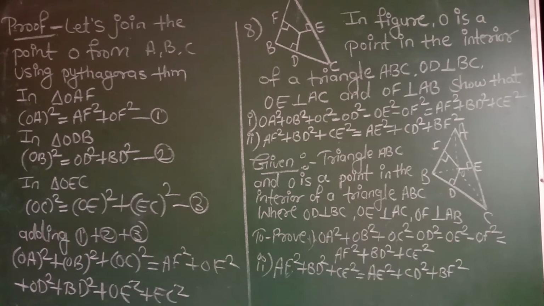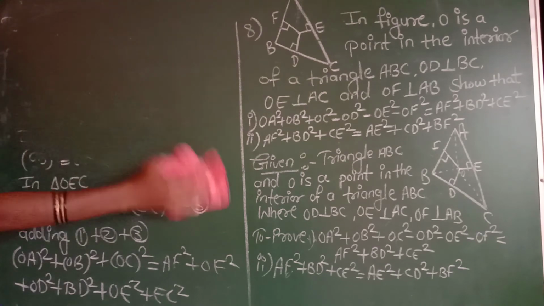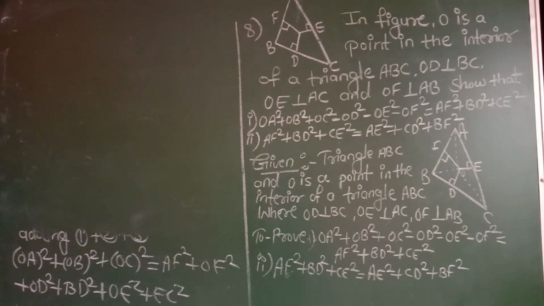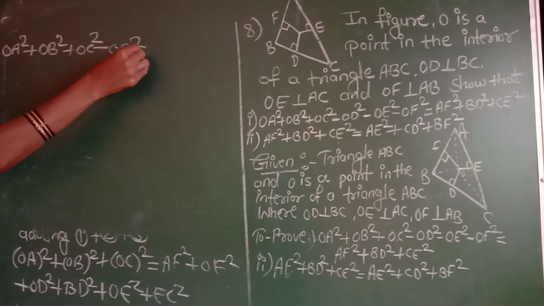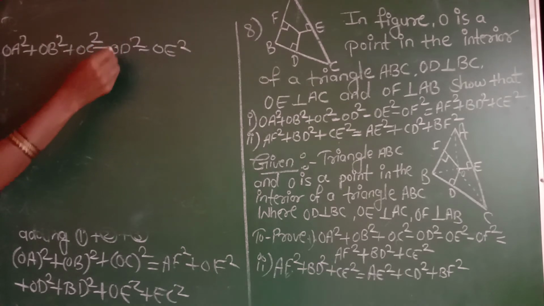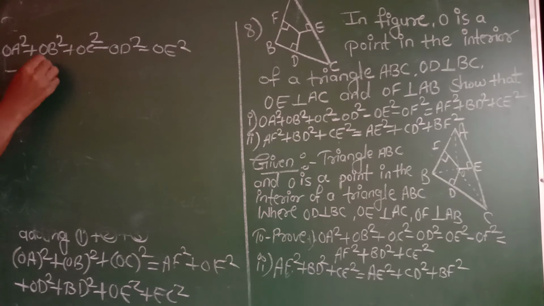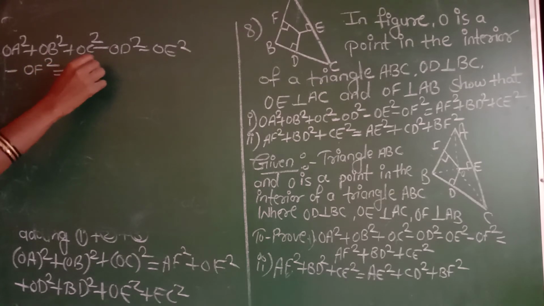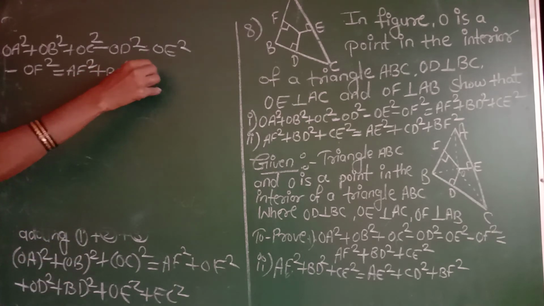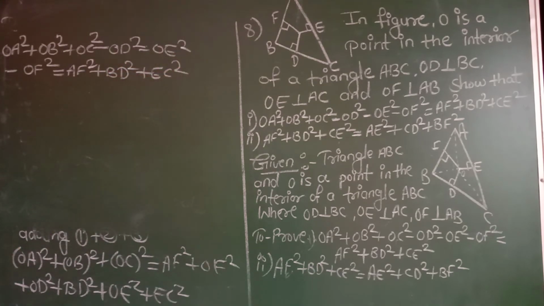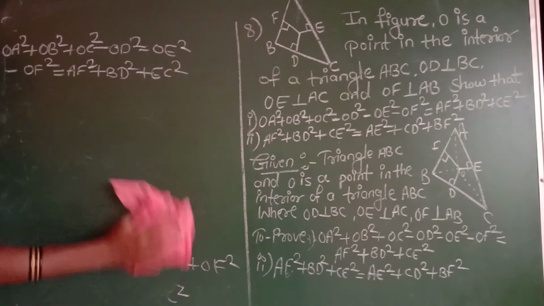Next, I will write here: OA square plus OB square plus OC square. Taking the terms to the left hand side, it becomes minus OD square minus OE square minus OF square is equal to the remaining AF square plus BD square plus EC square. Hence proved the first one.